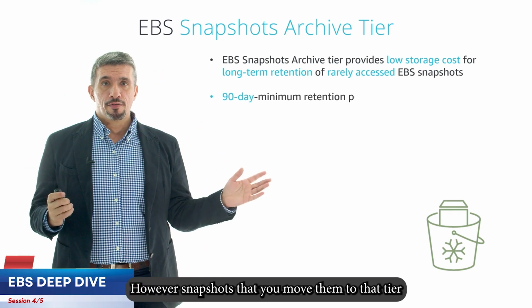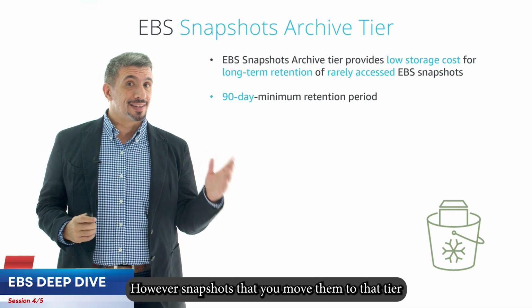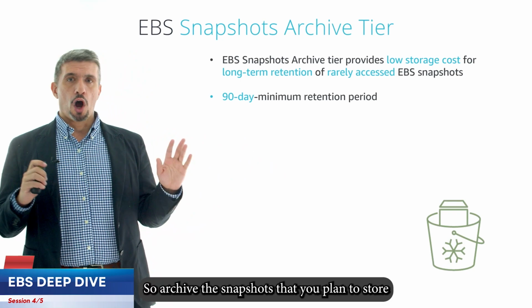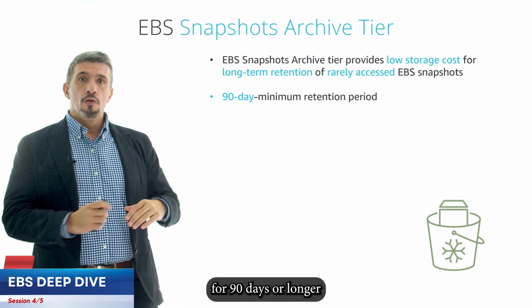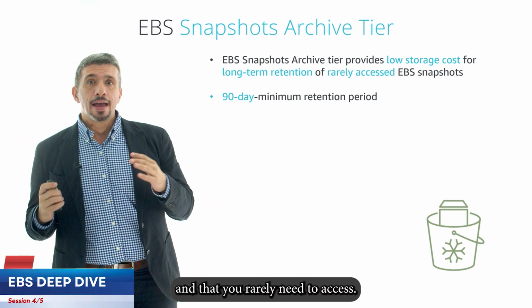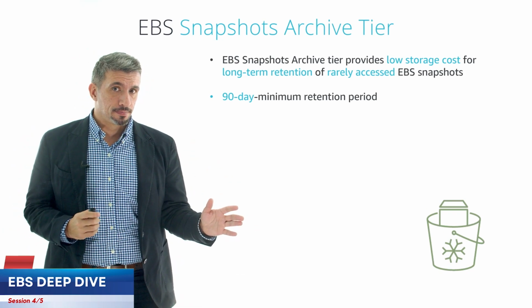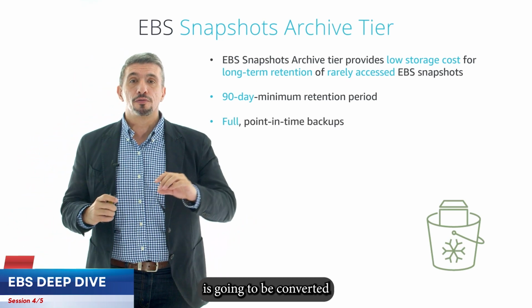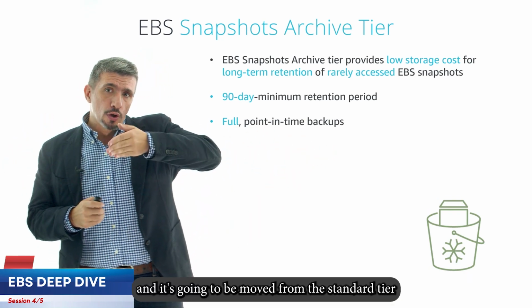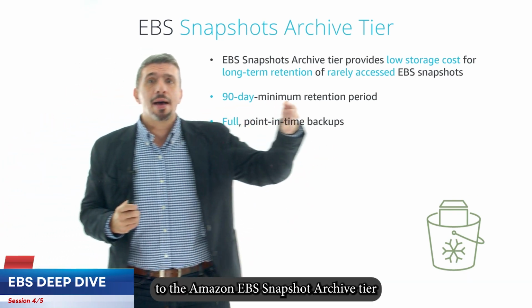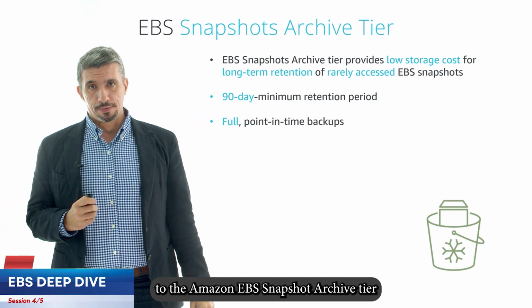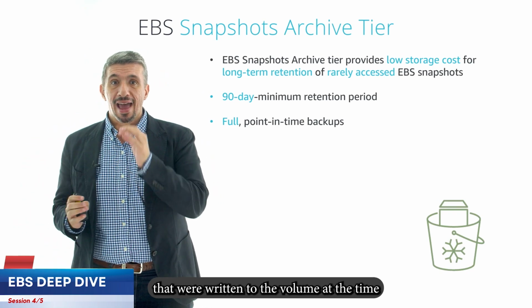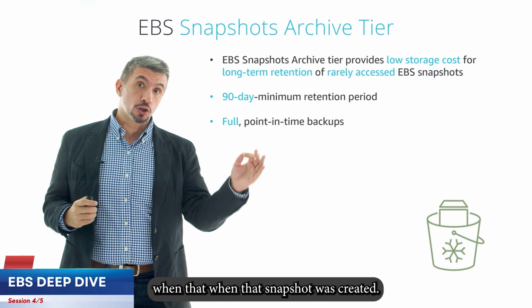However, snapshots that you move to that tier have a 90 days minimum retention period. So archive the snapshots that you plan to store for 90 days or longer, and that you rarely need to access. When you archive a snapshot, the incremental snapshot is going to be converted into a full snapshot, and it's going to be moved from the standard tier to the Amazon EBS snapshot archive tier. Full snapshots include all of the blocks that were written to the volume at the time when that snapshot was created.